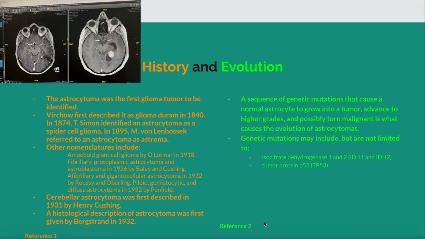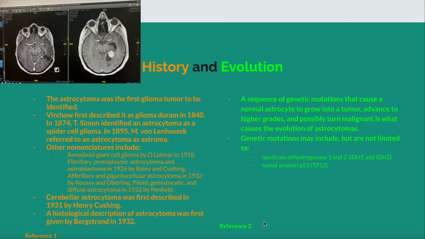Now discussing the evolution. Over time, research has been conducted about the development of astrocytomas. A normal astrocyte can develop into an astrocytic tumor through a series of genetic alterations which may progress into higher grades and potentially turn malignant. Many potential genetic mutations may be involved depending on the tumor type and grade. Some mutation examples can include the IDH1 and IDH2 and TP53 genes.